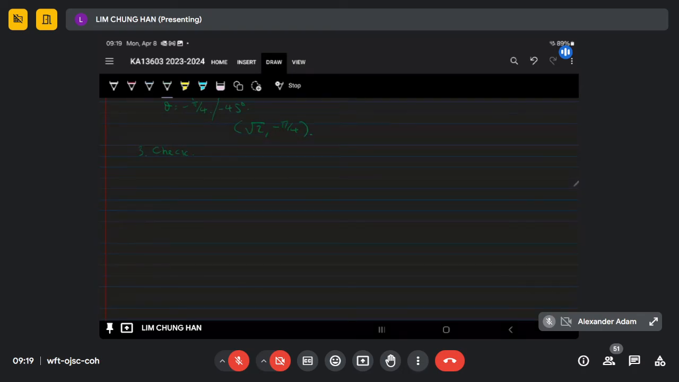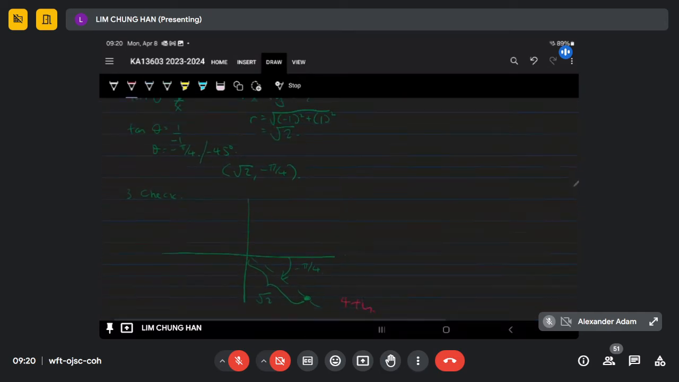So step 3, check answer. Now we are plotting polar. So plot polar. -pi over 4 is where? On this side, right? Yeah, -pi over 4. And then square root 2 is there. So the answer is where? It's in the fourth quadrant, right? Yeah, it's in the fourth quadrant.